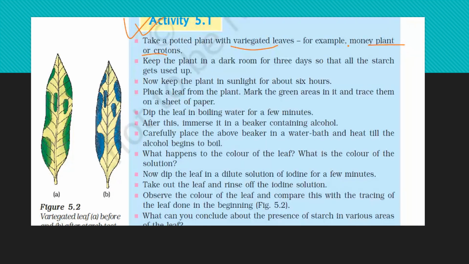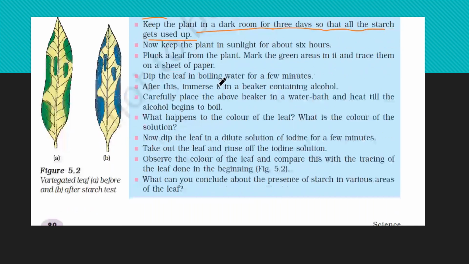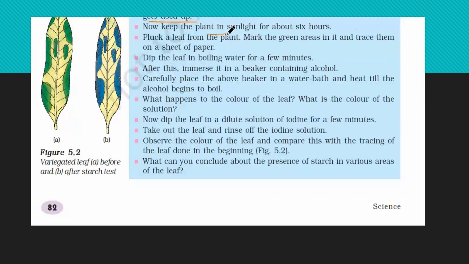So what we are doing, we are keeping the plant in a dark room for 3 days so that all the starch gets used up. We all know that in a dark room, as there is absence of sunlight, no photosynthesis will happen, and whatever stored starch was there will be used up by the plant. Now again we are keeping the plant in sunlight for about 6 hours. Then we are plucking a leaf from the plant. We are marking the green areas and tracing them on a sheet of paper.